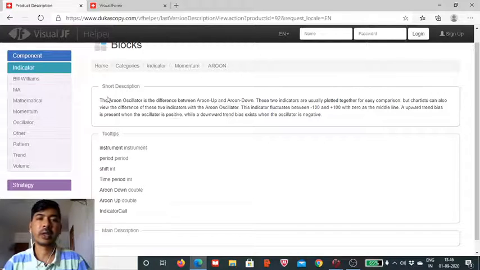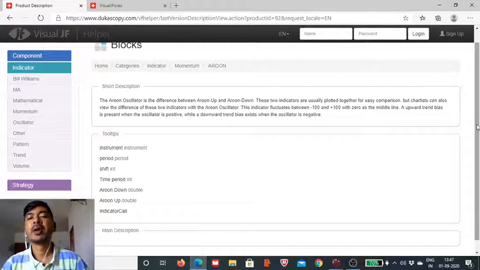From this short description, you can make out that this indicator is made up of two parts. We have two signals, AROON up and AROON down, and these are plotted together. These are formations in a way similar to stochastic, but only in a visual manner. AROON up basically tries to measure the time difference between two recent highs.